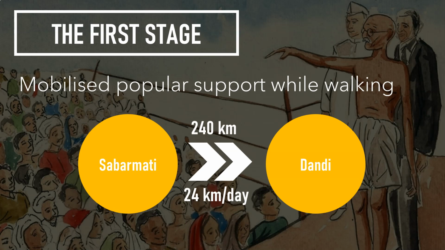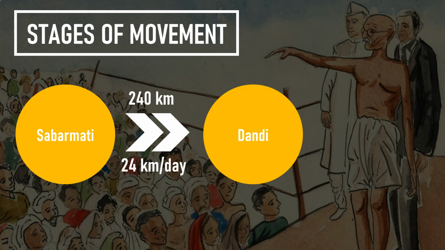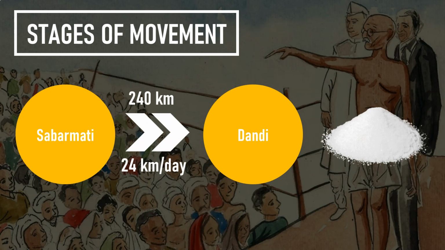He toured extensively, obviously 240 kilometers, and through this he was also able to endorse or promote the civil disobedience movement. And through this he garnered more supporters, and the movement became stronger by the day. Eventually he reached the coastal town of Dundee, and he broke the first colonial law, which was manufacturing salt by boiling seawater. And this sparked the civil disobedience movement.